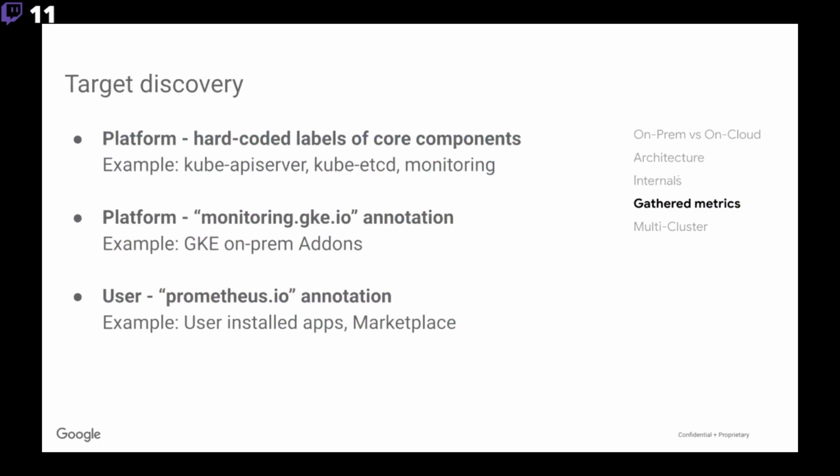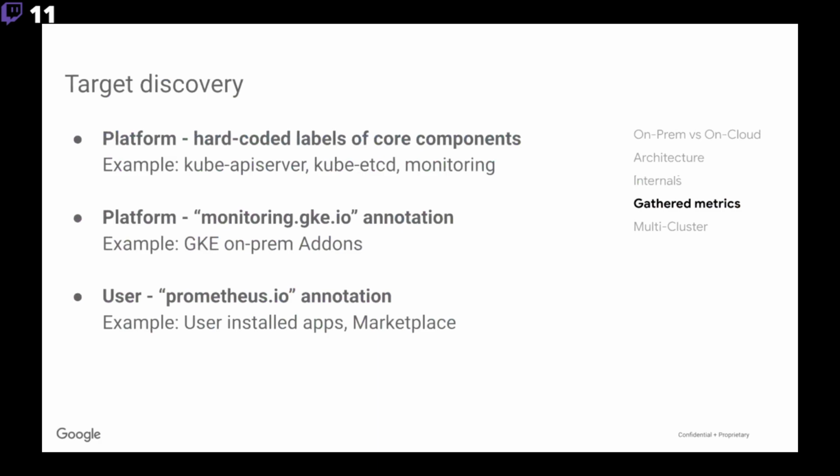So the first one will be the hard-coded labels. That's for the control planes. And then the next part will be whatever pods or services are actually annotated with monitoring.gke.io; they will be scraped. And the third one is that in the user cluster, people can manually annotate their workloads or services with prometheus.io, and that will enable the built-in open source in-cluster stack to scrape them.